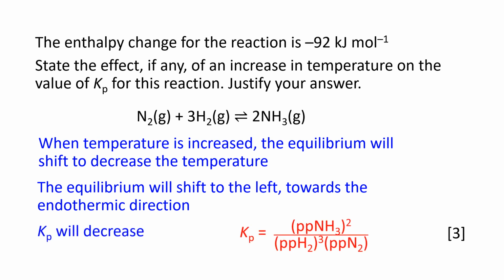The amount of ammonia, and therefore the partial pressure of ammonia, will decrease. The partial pressures of hydrogen and nitrogen will increase. If we look at the Kp expression, we can see that the value of Kp will decrease.